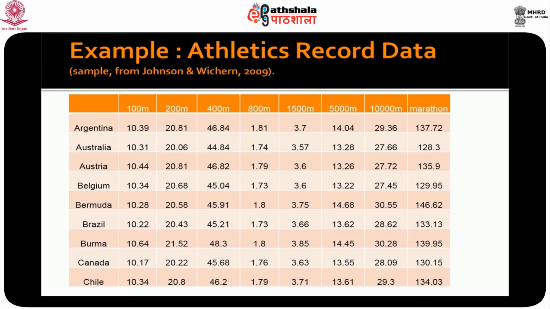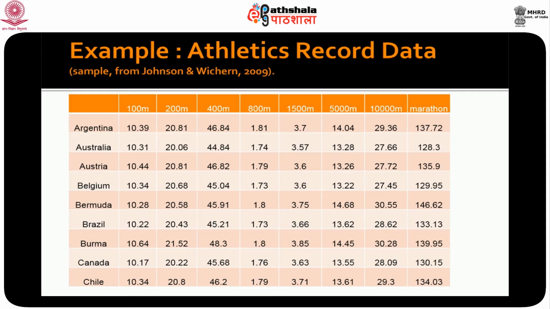Consider the data on different types of track events. We take 8 different track events: the 100 meters, 200 meters, 400 meters, 800 meters, and then the longer ones, 1500 meters, 5000 meters, 10,000 meters and the marathon. And we have the records for the different countries over a number of years. So we have a large number of countries included here, and these are the track records. So instead of looking at these 8 variables, can we summarize this result and look at a smaller number of variables to say which country does well in which sort of event, etc.?